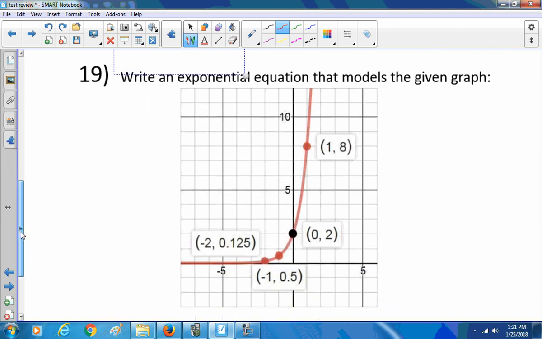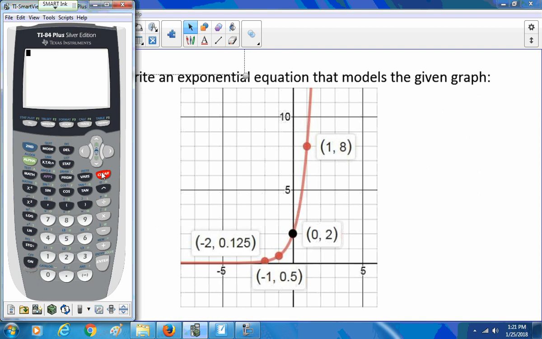19. Write an exponential model given the graph. Great. Stat. Edit. -2, -1, 0. Use all of them. 0.125, 0.5, 2. I could use 1/8 if I want to too. I don't need to though. It says exponential. Stop. Calculate number 0.